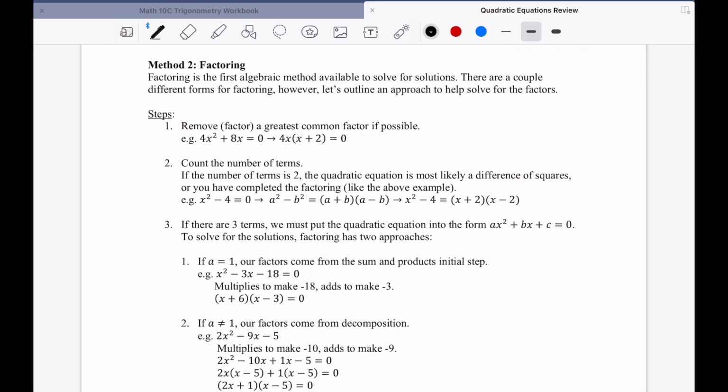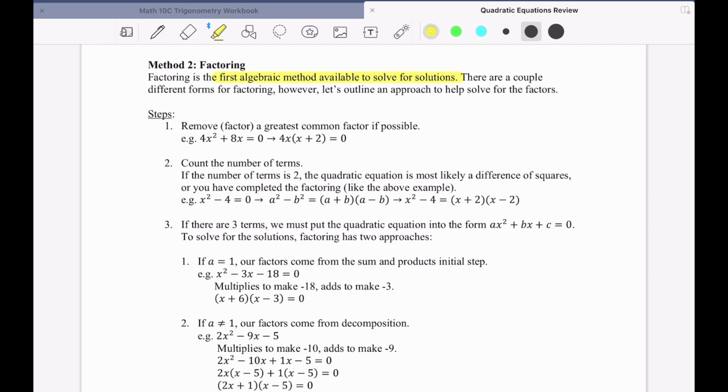Now, method 2 to solve these equations and get the x values would be factoring. Factoring is the first algebraic method because the first one was graphing. That's not considered algebraic. Algebraic would be starting at factoring. This is our first available method to solve for solutions, which are the zeros or roots. Now, there's a couple different forms of factoring, which becomes really important that we distinguish, so there are specific steps that you can follow so that you can solve these.